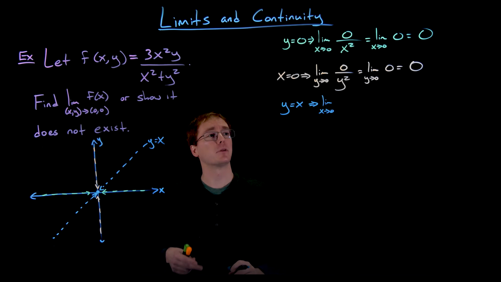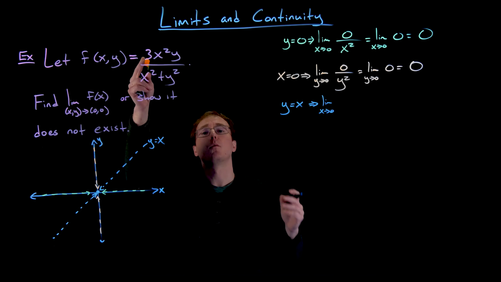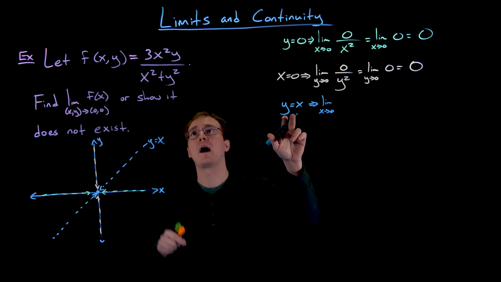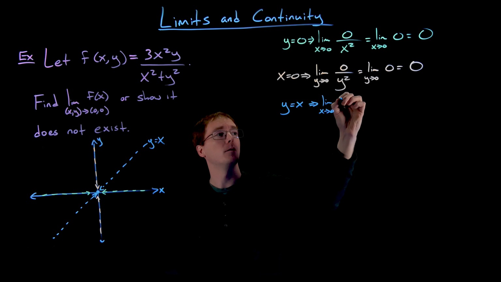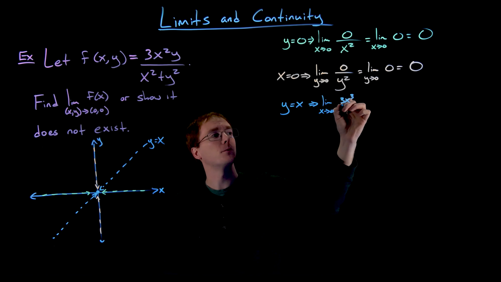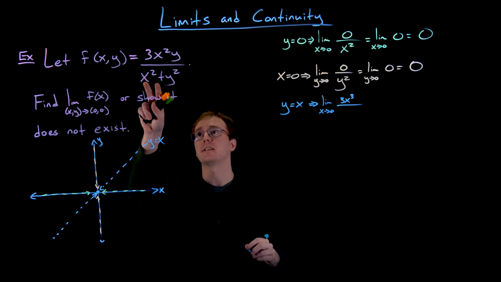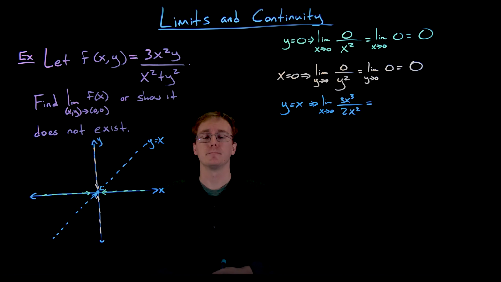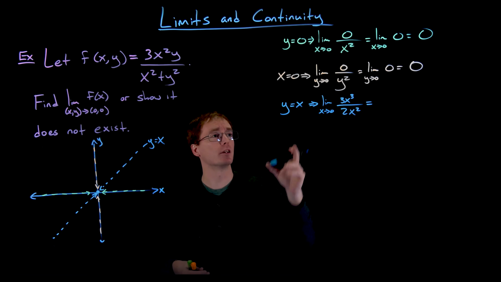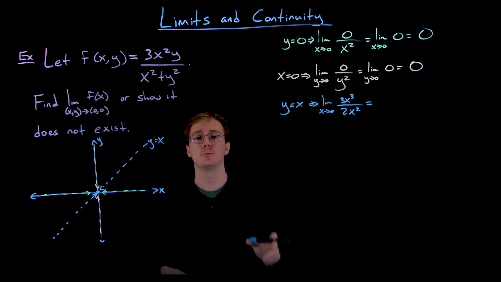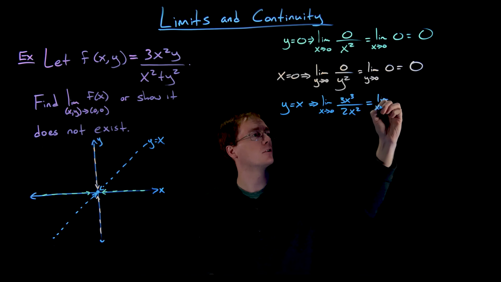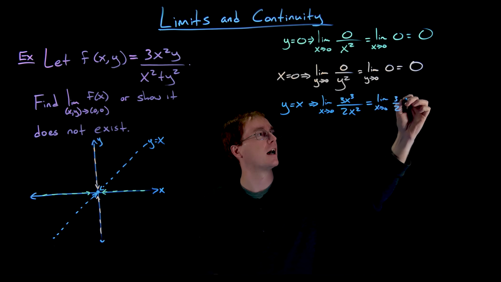So let's go ahead and replace all the y's with x's. Then we'll be looking at the limit as x approaches 0 of our modified function instead. So if y is equal to x, then in the numerator, we don't have 3x squared, we have 3x cubed. And in the denominator, instead of x squared plus y squared, we're going to have x squared plus x squared, or 2x squared. So our multivariable limit has now turned into the limit as x approaches 0 of 3x cubed over 2x squared, which we can simplify as the limit as x approaches 0 of 3/2 times x.